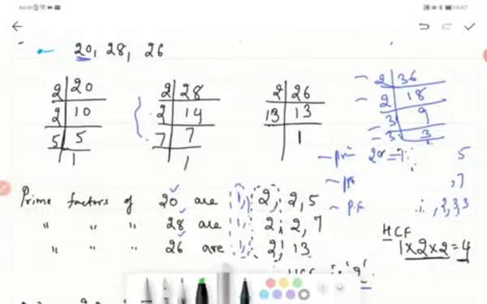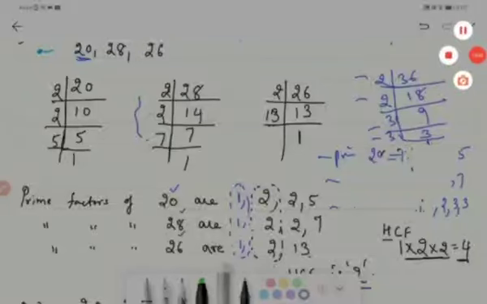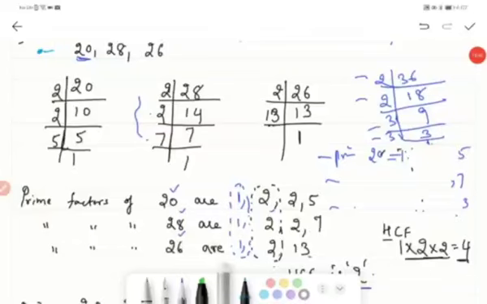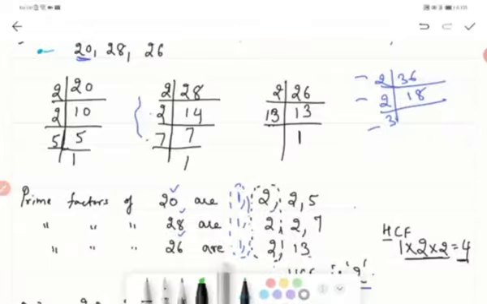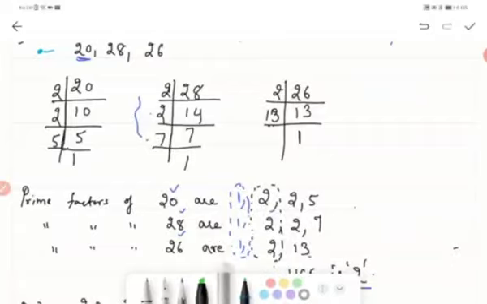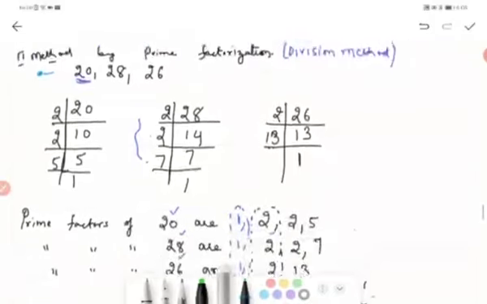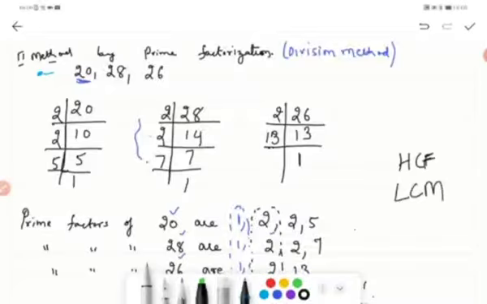All right, so I think today we can stop here. The last part of your unit that is left is to find the LCM. LCM is what? Least common multiple. Again, in least common multiple, you're going to use the prime factorization method. We used the prime factorization method, with division, to find the HCF, and for LCM also you will use prime factorization, that is the division method.